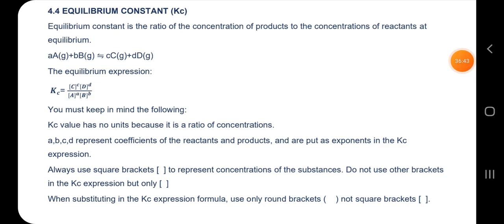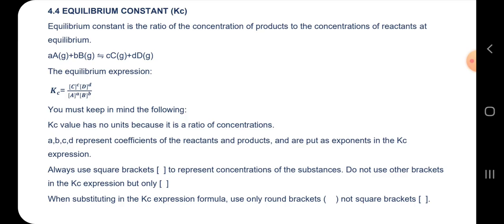Now let's look at the equilibrium constant. The equilibrium constant is the ratio of the concentration of products to the concentration of reactants at equilibrium. And then the Kc value has no units because it is a ratio of concentrations.